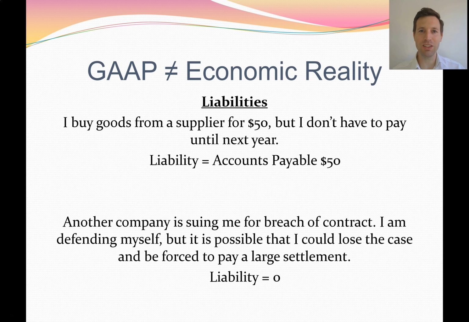On the liability side of the balance sheet, our accounting regulation may again distort reality. So if I go and buy goods from a supplier for $50, but I don't have to pay until next year, my liability, called accounts payable, is going to be $50. However, if another company is suing me for breach of contract, and I'm defending myself, but it's possible I could lose the case and still be forced to pay a really large amount of money to them, I don't actually have to record a liability in this case, so my liability is 0. In both situations, we may be required to pay money in the future, so we may owe someone some money, that is, we've got a liability, but in this case it's certain and we have to record it, whereas in this case with the court case, it's so uncertain we don't actually have to record the liability straight up.